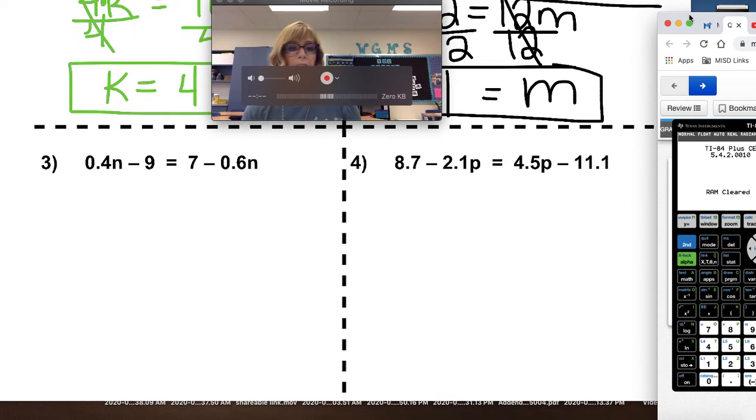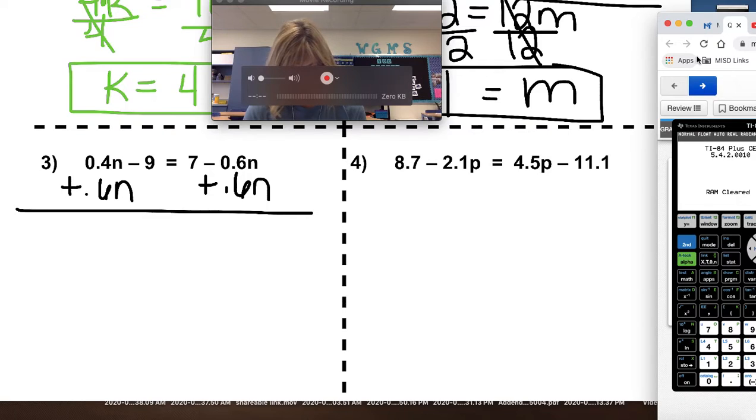Okay, so now throw in some with decimals. And I have my calculator out here, so I want to make sure y'all know how to use that if you need it. So again, I have 0.4n minus 9 equals 7 minus 0.6n. Now since the 0.6 is a minus or a negative, I'm going to move this n over to the left side because I'd rather add and keep my variable positive. So the 0.6n cancels out. 0.4n plus 0.6n is just 1n.